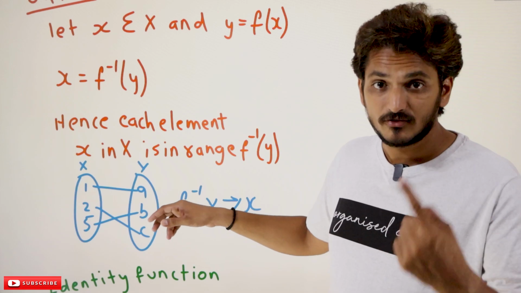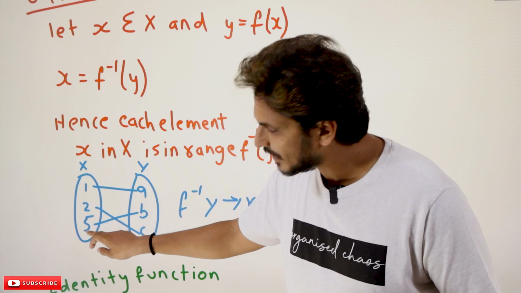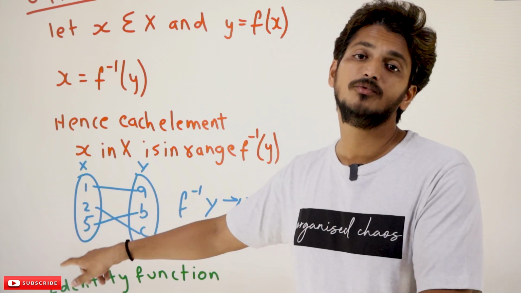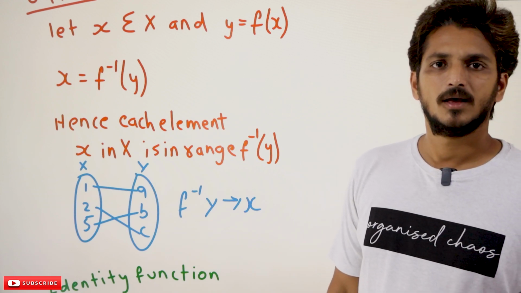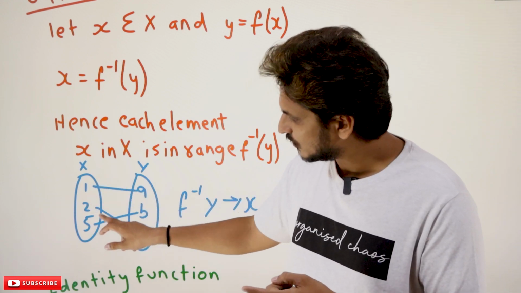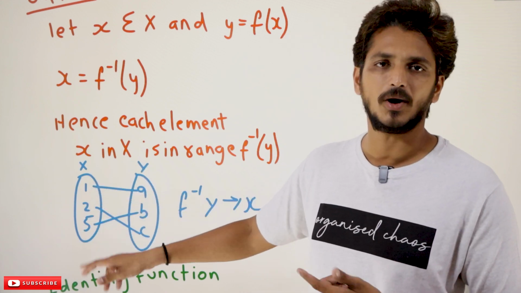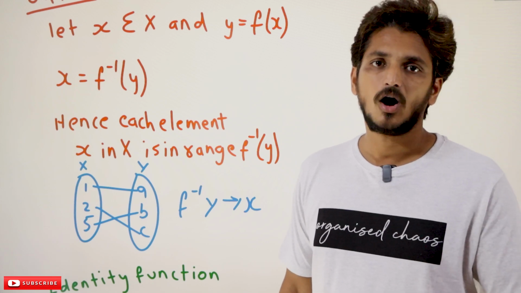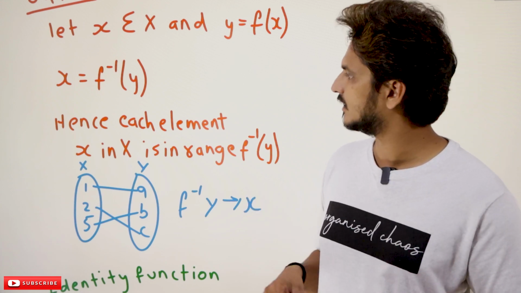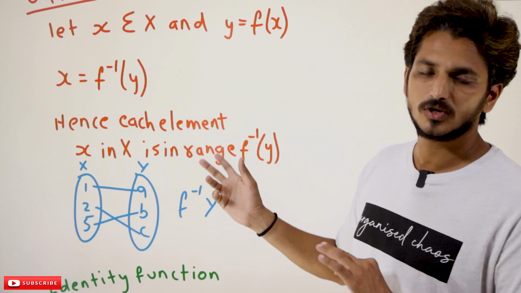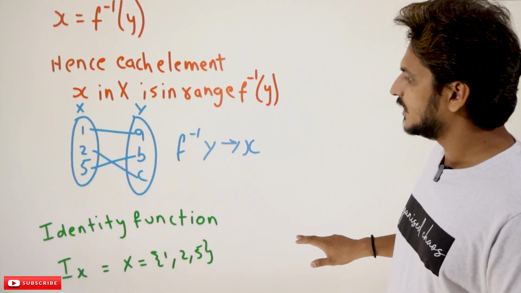Means for f inverse, this is the domain and this is the codomain. Every element in the codomain is involved in a relationship with f inverse. That is what this statement says. It means the range of f inverse is equal to the codomain, which means onto function. These are the basic conditions for an onto function. So f inverse is also an onto function. So this is how we need to show that.